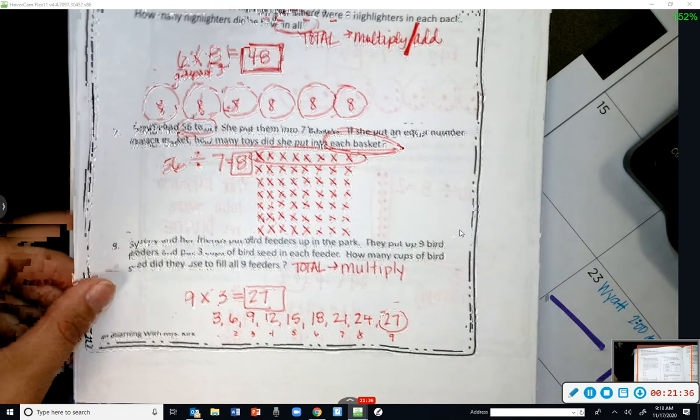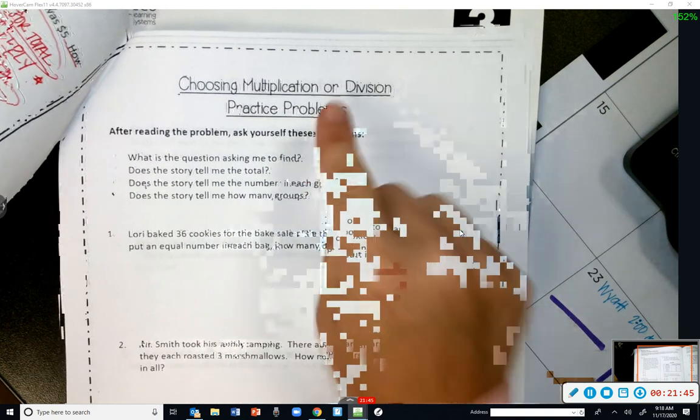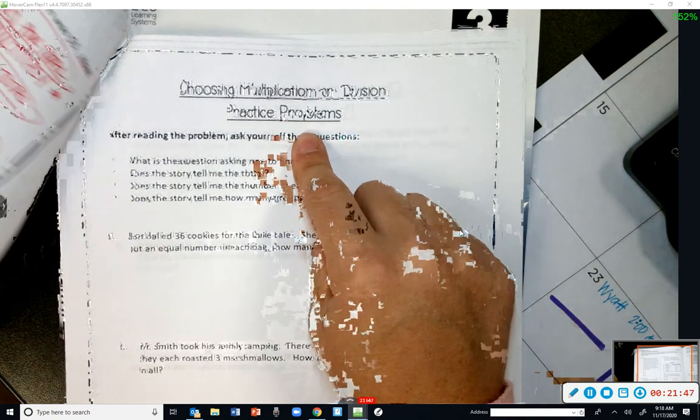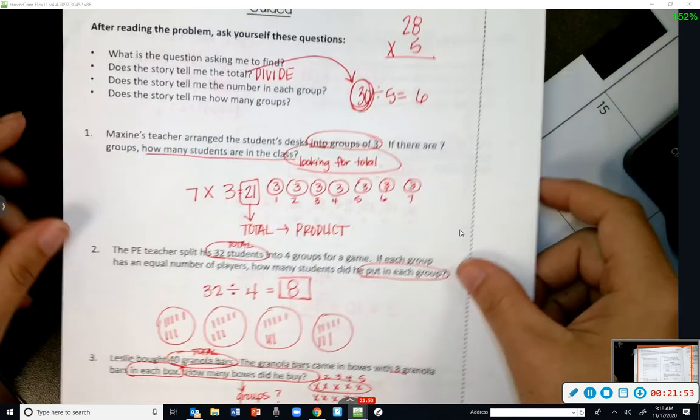Okay, you guys did pretty good on that. And we will continue this packet tomorrow, so go ahead and put this in your work in progress folder, because you will do the practice problems tomorrow. Keep it all stapled together.